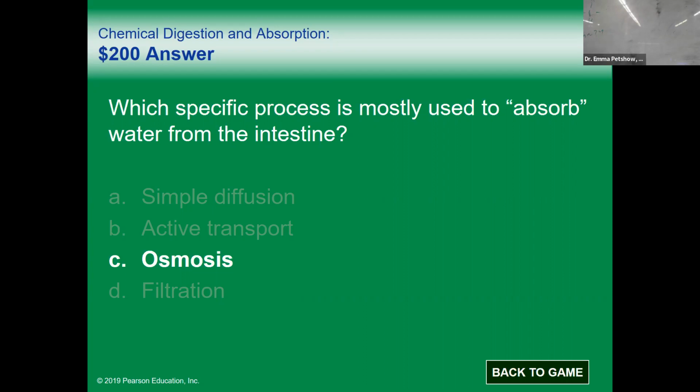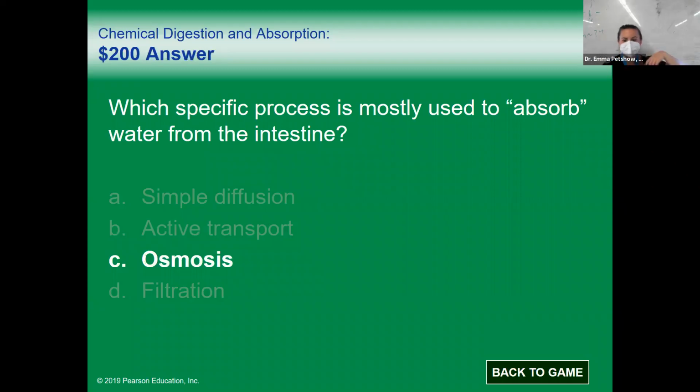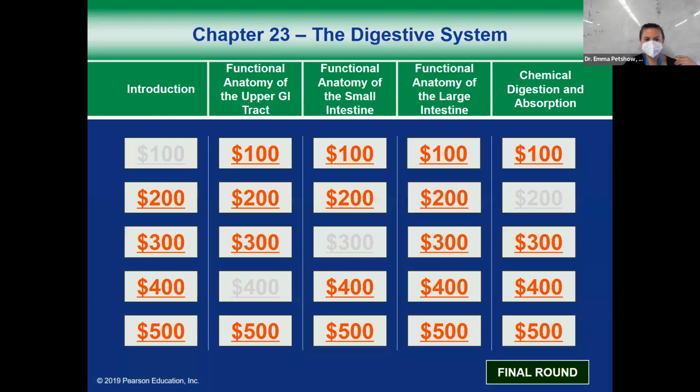So when I think of water absorption, I think of osmosis, simple diffusion, moving without needing any energy input. Active transport, you have to put in some energy. So most of our ion stuff like sodium, potassium is active transport. And then filtration, like think kidney, right? We're filtering stuff through. Good. All right, what's next?